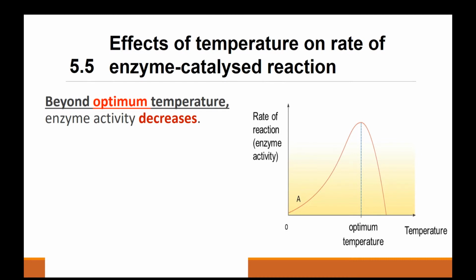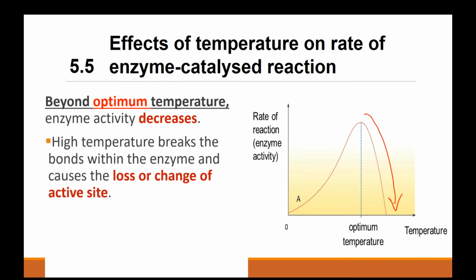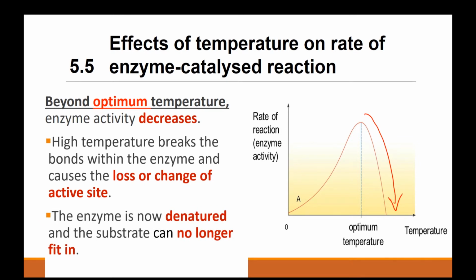Now, after the optimum temperature, that's when it gets interesting because suddenly everything goes downhill, right? It's like at the start, so nice when temperature increases, but after this optimum temperature, the enzyme activity actually starts to drop. Now, what happens when it's too hot over the optimum temperature? That's when you have your denaturation. The high temperature actually causes the bonds within the enzyme to break, and then there's a loss or change of the active site. So we say that the enzyme is now denatured and the substrate can no longer fit in.